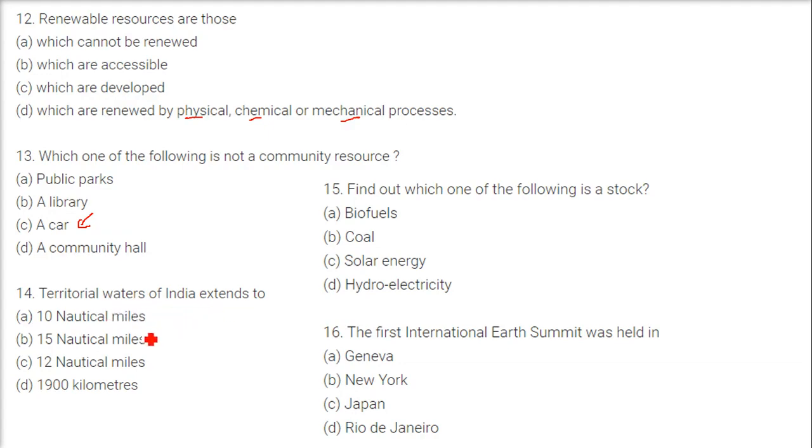Territorial waters of India extend to, and since options are given in nautical miles, we are going to take the answer as 12 nautical miles, which is equivalent to 22.2 kilometers. Find out which one of the following is a stock. The answer is biofuels. These are stocks. The first International Earth Summit was held in Rio de Janeiro, Brazil.